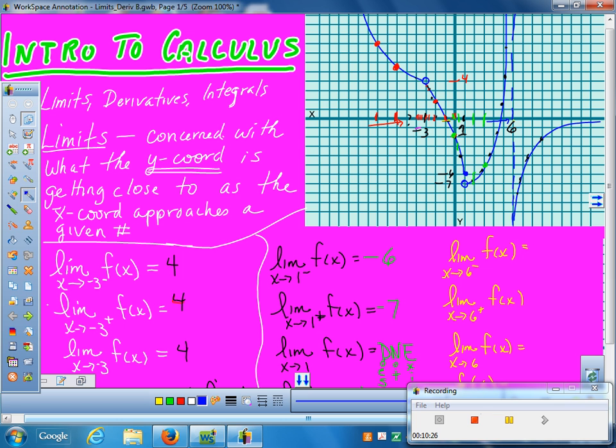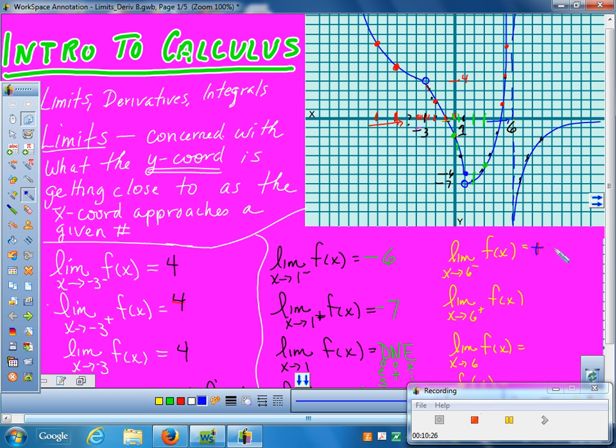So as these y-coordinates go upward towards 6, I'm going up. My y-coordinates are going up. The closer I get to 6, the higher they get. How high will those y-coordinates get? Yes, they're going up to infinity because they're going to keep getting closer and closer to the asymptote but never touch it. So yes, in this case, the limit from the left side is infinity.